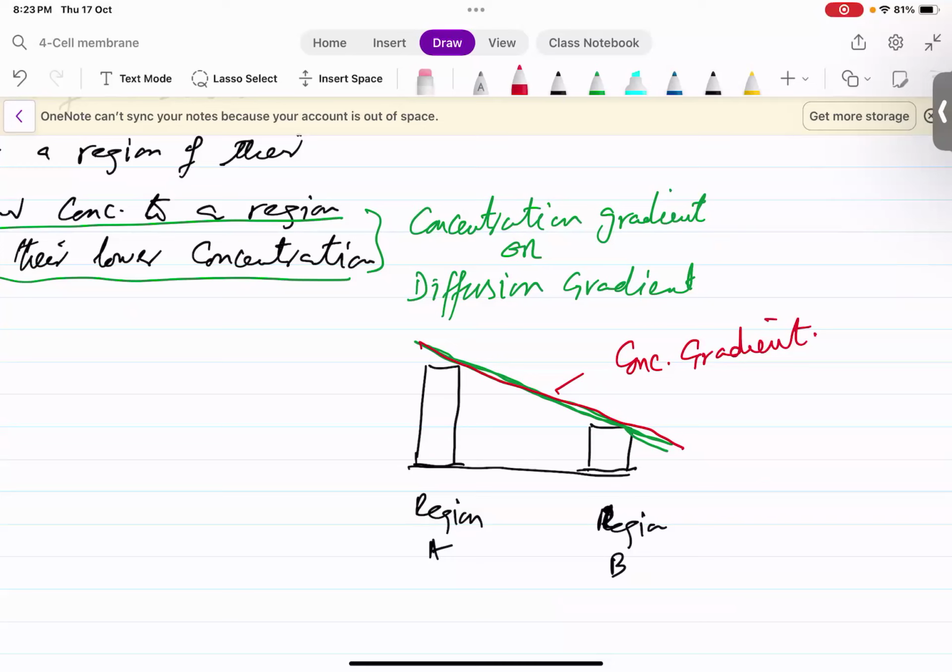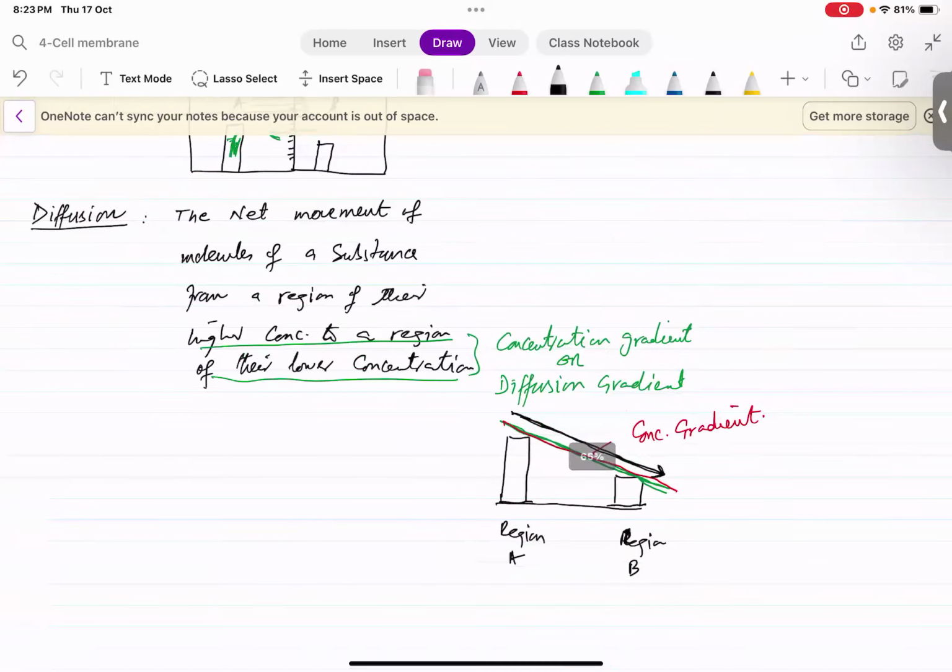So if the movement of the molecules is down this concentration gradient from region A to region B, then this is known as diffusion. And this movement is without the use of any energy. And this process continues until the concentration at the two regions becomes the same, and that is when an equilibrium is established.